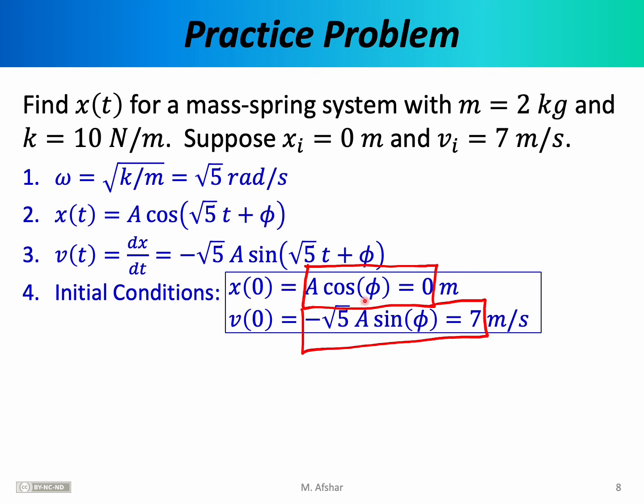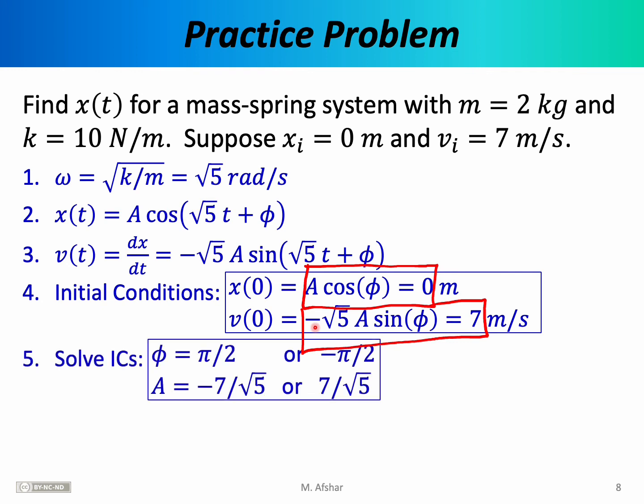So A shouldn't be 0, instead cosine of phi should be 0, and to achieve that we can say phi must be pi over 2. If phi is pi over 2 radians, then cosine of pi over 2 is 0. That satisfies this top equation. If you now take pi over 2 and plug it in here, hopefully you know that sine of pi over 2 is 1, and that allows you to solve for A. You conclude that A must be equal to minus 7 over root 5. So the solutions are phi is equal to pi over 2, and A is equal to minus 7 over root 5.